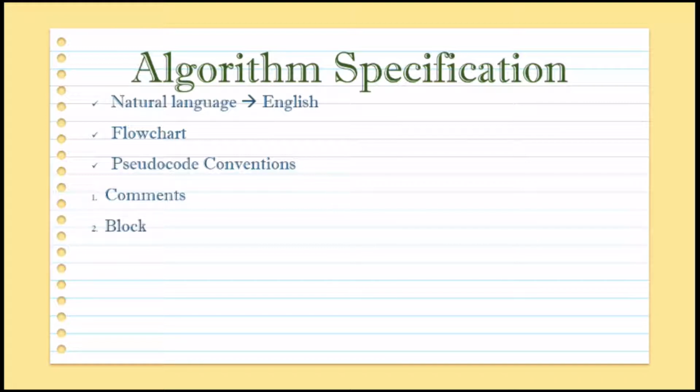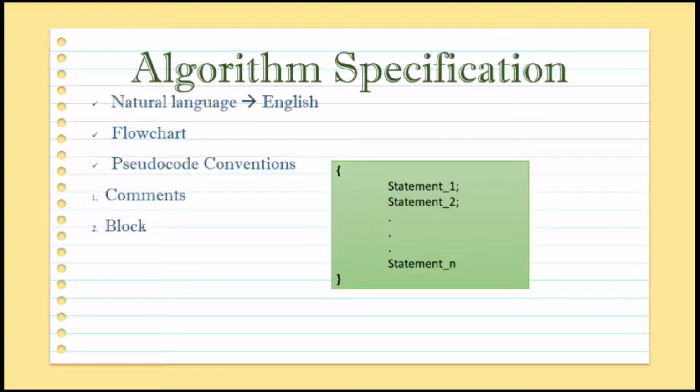Next one is block. Suppose we want to write number of statements in a single block, that statements must be written in opening and closing flower brackets. Even while writing any function, it should be written in opening and closing flower brackets. The number of statements written in block should be separated by semicolon. So in this way we can write blocks and functions in pseudocode convention. So here block starts with opening flower bracket, and then there are number of statements. Each statement must end with semicolon, and at the end of block there will be a closing flower bracket.